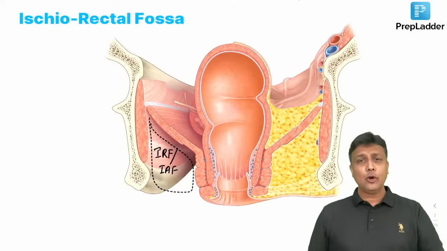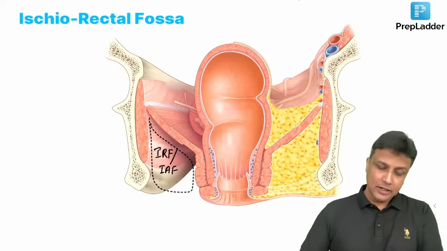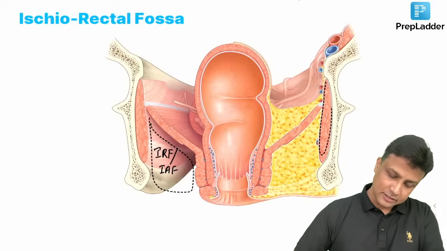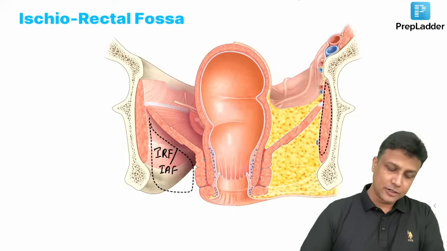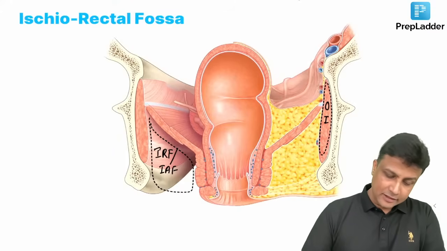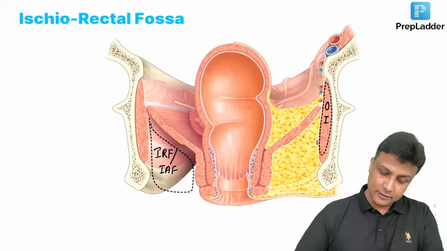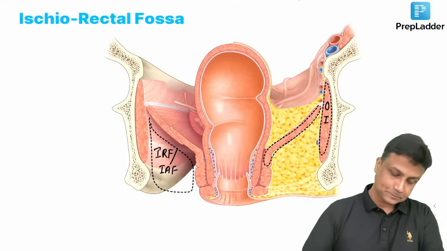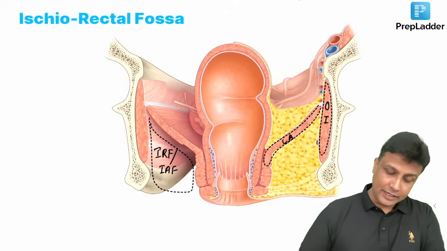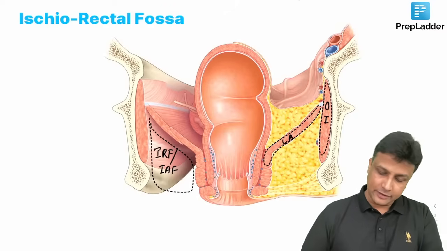Fine. Now we have to learn what the boundaries of this one are. You can clearly see here on the lateral side there is a muscle, and this muscle will be the obturator internus muscle. Then on the medial side also you are able to appreciate a muscle here, and this muscle will be the levator ani muscle. Along with that, on the medial side there will also be the external anal sphincter over here.